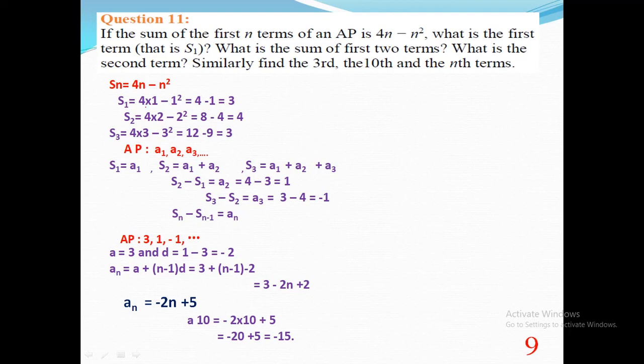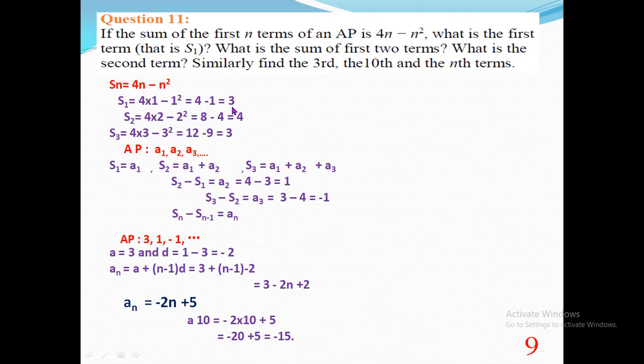So S1 equal to 4 into 1 minus 1 square, that is 4 minus 1, 3. Next, S2 equal to 4 into 2 minus 2 square, that is 8 minus 4, which is 4. S3 equal to 4 into 3 minus 3 square, that is 12 minus 9, that is 3.